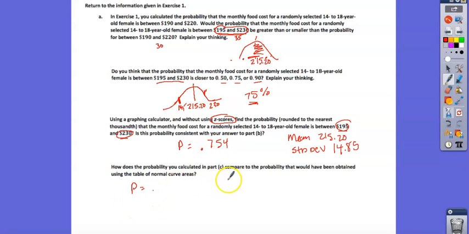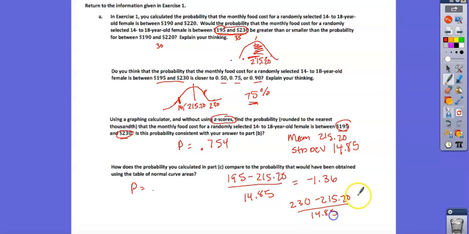let me show you what my z-scores were, because if I want to use the table, I have to do z-scores. So I have 195 minus 215.20, which is my mean, divided by the standard deviation, and I get a z-score of negative 1.36. My other z-score is 230 minus 215.20, divided by 14.85, and I get a z-score of 1.